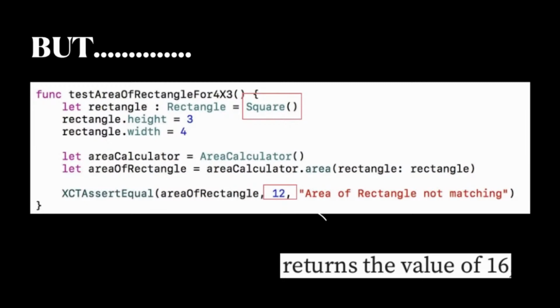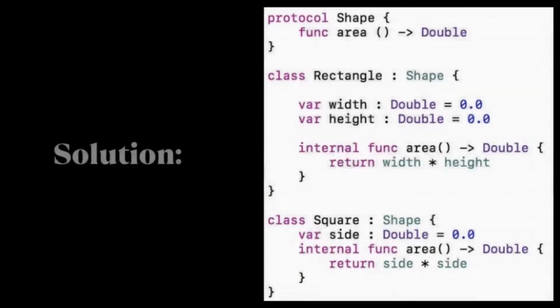Since square inherits from rectangle, but we are very unfortunate that the above test case failed. The area calculator returns the value of 16 whereas the expected area was 12. This violates the Liskov substitution principle, as the derived class square breaks the parent class rectangle's functionality of calculating the area. We can solve this by breaking the inheritance.